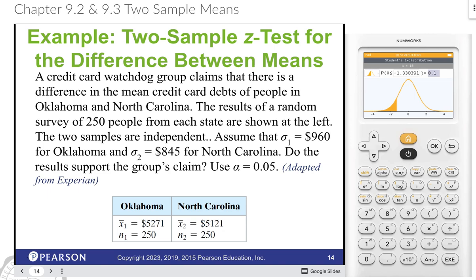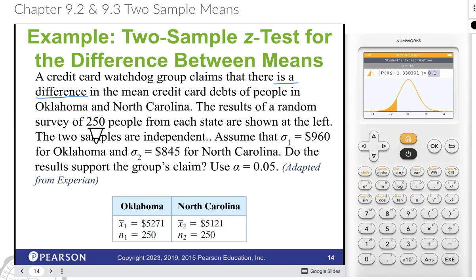Okay, so let's see this one. A credit card watchdog group claims that there is a difference in the mean credit card debts of people in Oklahoma and North Carolina. It's a difference. They didn't say if it's greater or less than, just that there's a difference. So that's going to be key to setting up our alternative hypothesis.